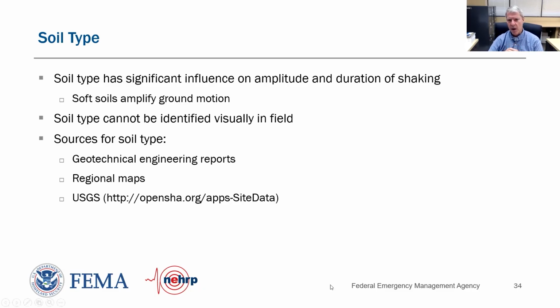The USGS website also has soils information for the entire United States, what they call their VS30 database. And if you can access that, you can pull that information out.